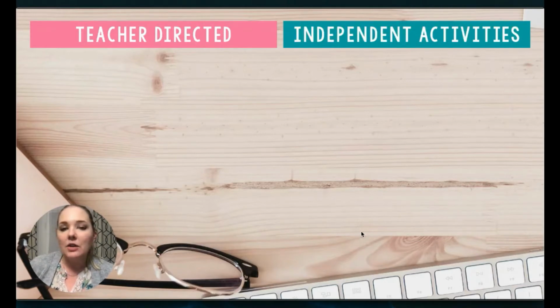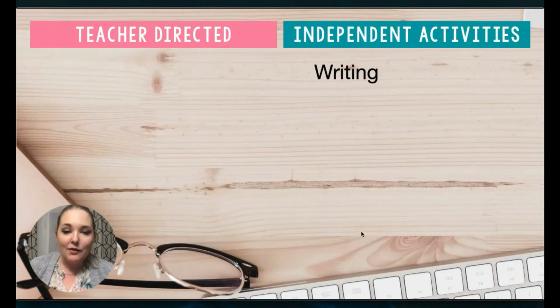When things are in a routine, it makes it that much easier to get it going and started because you're not starting from zero every single time you begin to plan. So when I'm doing independent activities, students are going to be writing. Now, I don't do anything for their writing. Students choose what it is that they're going to write about. They choose what form they are going to write in, and they begin to write.